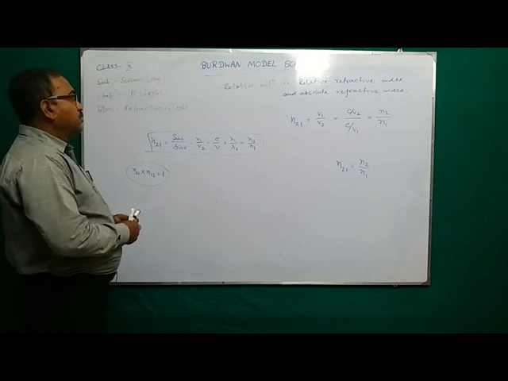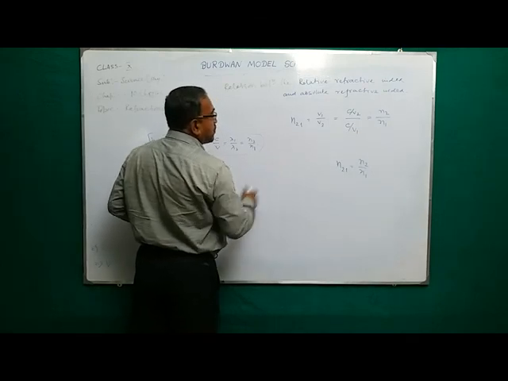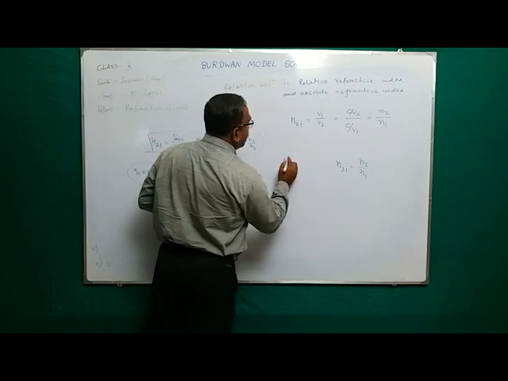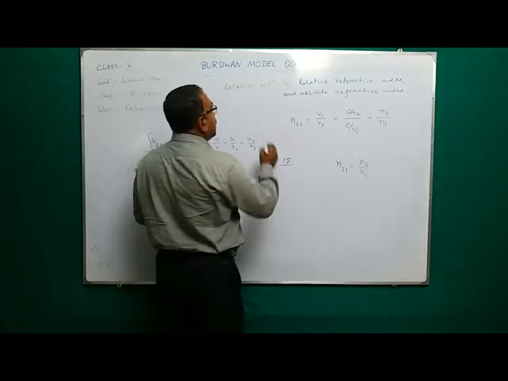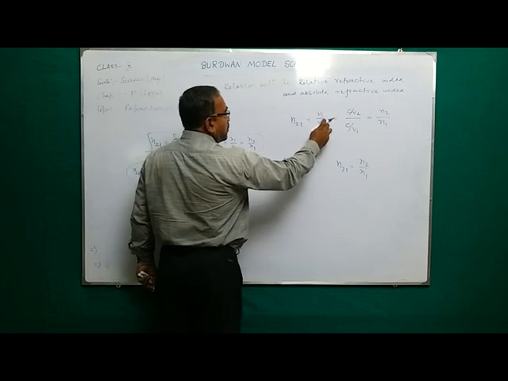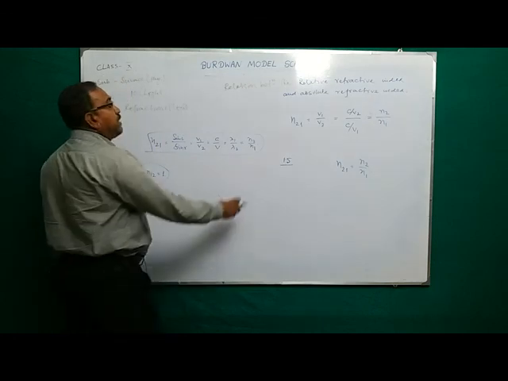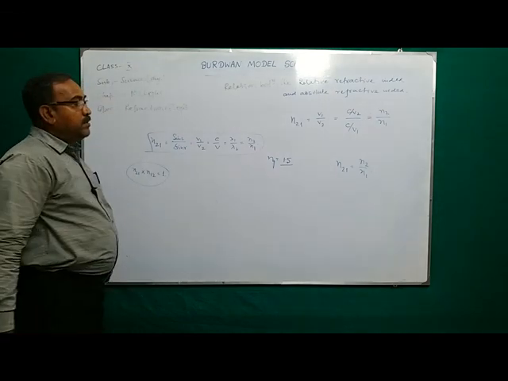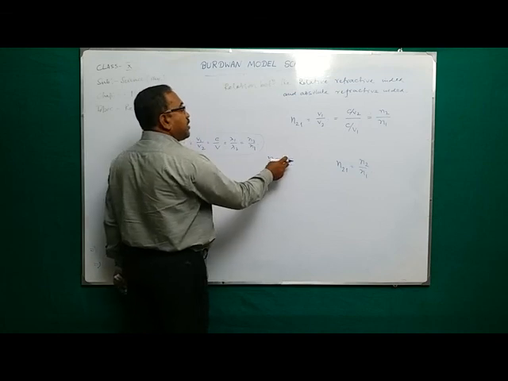Suppose one question, the refractive index of glass is 1.5. Refractive index has no unit, because it is the ratio of the two velocities. So unit cancels. So it has no unit. The refractive index of glass, means refractive index of glass with respect to air, that is equal to 1.5.